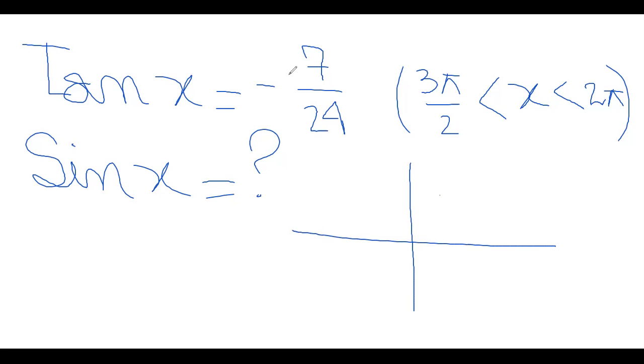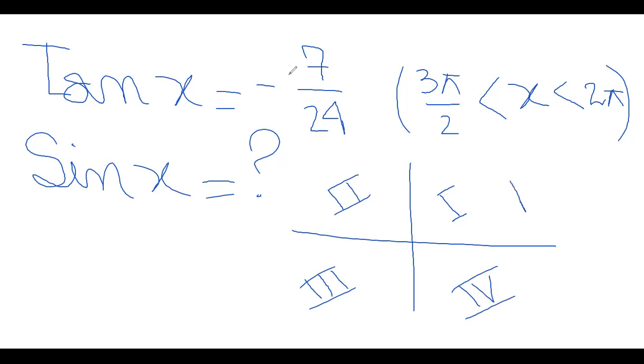So this is the first quadrant. You know the quadrants. The second is this one, the third one is this, and the fourth. And I'm sure you can also talk about the signs of all the ratios.